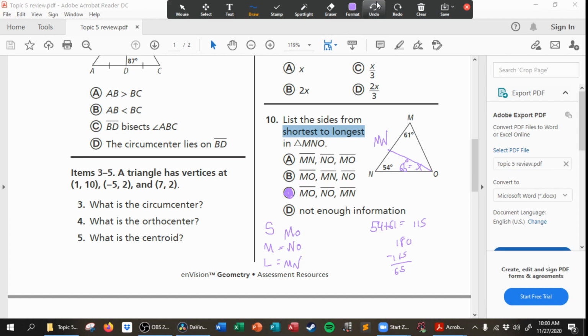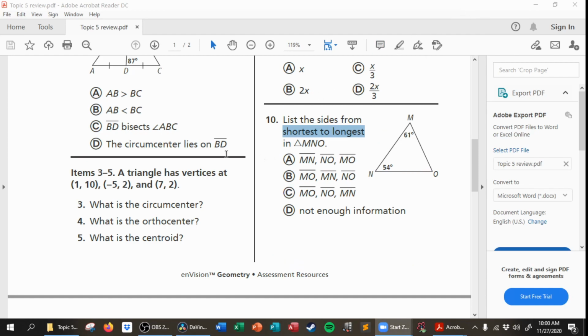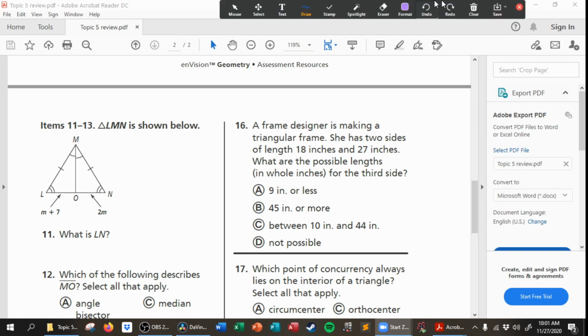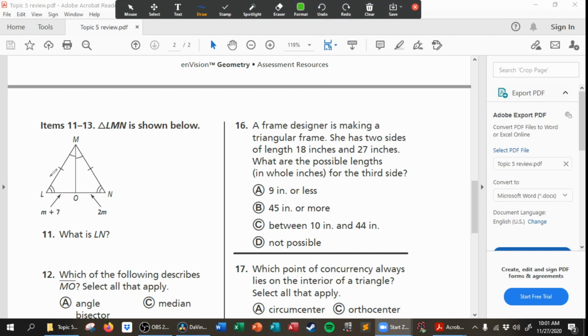All right. Number 11. What is LN? Well, we can see this is a bisected angle, which means if this angle is bisected, its opposite side is bisected. So I can come in here, let's get away from the purple for a little bit, and say these are congruent. So then I can say that m plus 7 is equal to 2m, and I can see very easily that m is equal to 7. And here I'm just going to put 7 plus 7, or I can do 2 times 7, but either way I'm getting 14 from that.